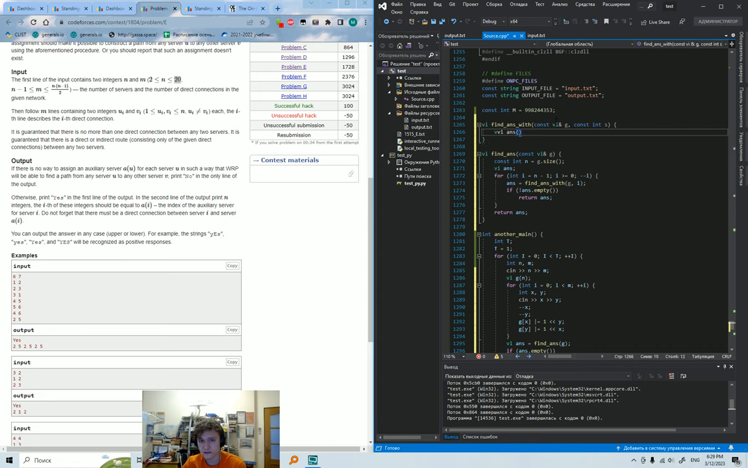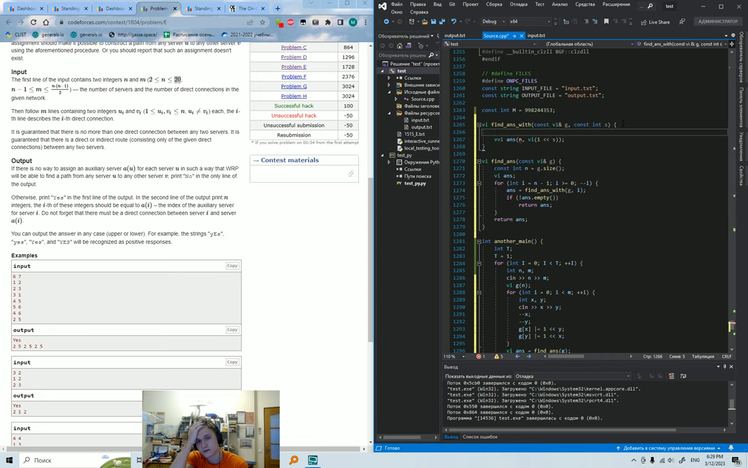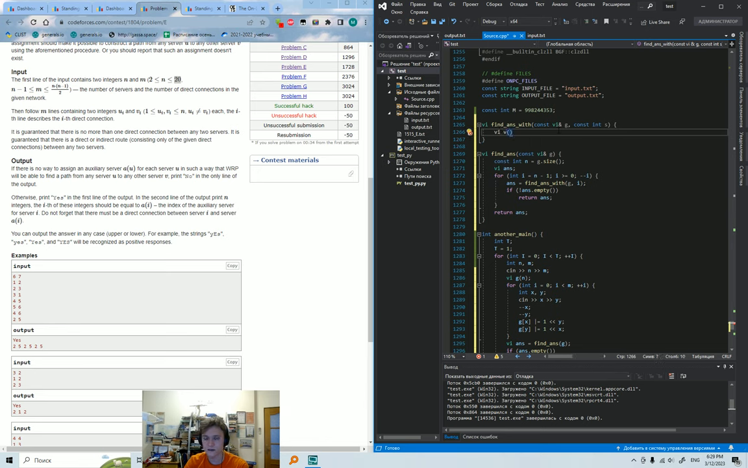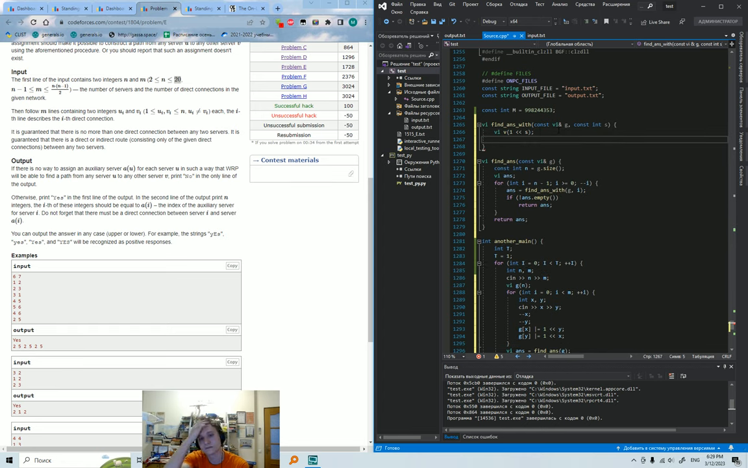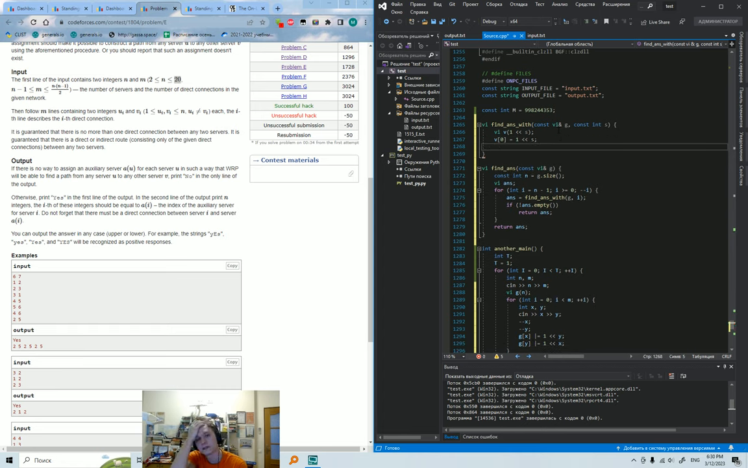So we say ans and vi, 1 over s, I think. I think we need to make vi. Yes, like this. So this is the subset which we covered. And in the beginning, it is possible to cover the empty subset here. Okay.